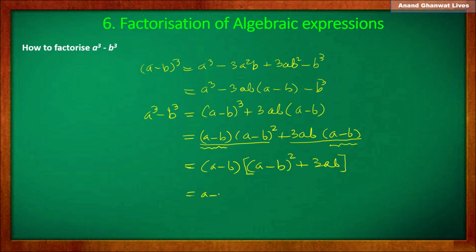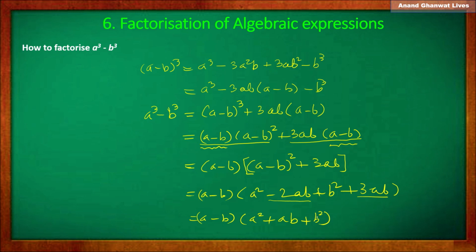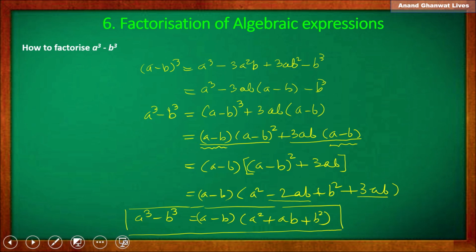Now it is equal to a minus b into another bracket, the square of a minus b, that is a square minus 2ab plus b square, and plus 3ab. Now negative 2ab plus 3ab, that is plus ab. So a minus b into another bracket a square plus ab plus b square are the factors of a cube minus b cube. Remember it well and let us solve further examples based on the factors of a cube minus b cube. So let's solve some examples.